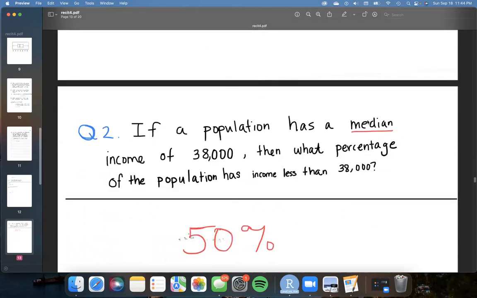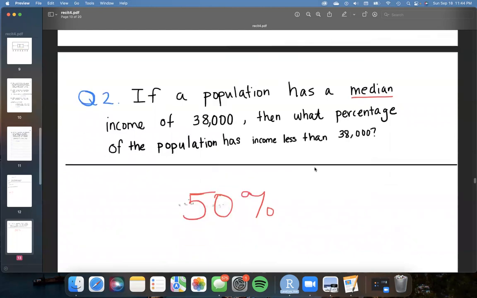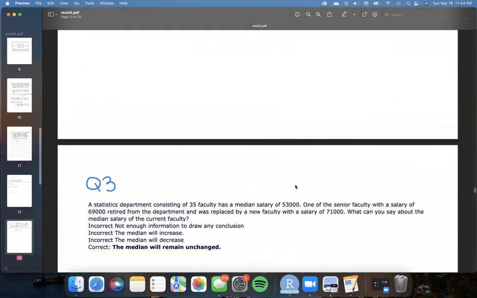Now, let's say the question said quartile 1 was 38,000, then the percentage of the population that has income less than that would be 25% if it was quartile 1. And 75% of that population has income over 38,000 if we were dealing with quartile 1, for example. But the median is half and half. Okay, the next question.